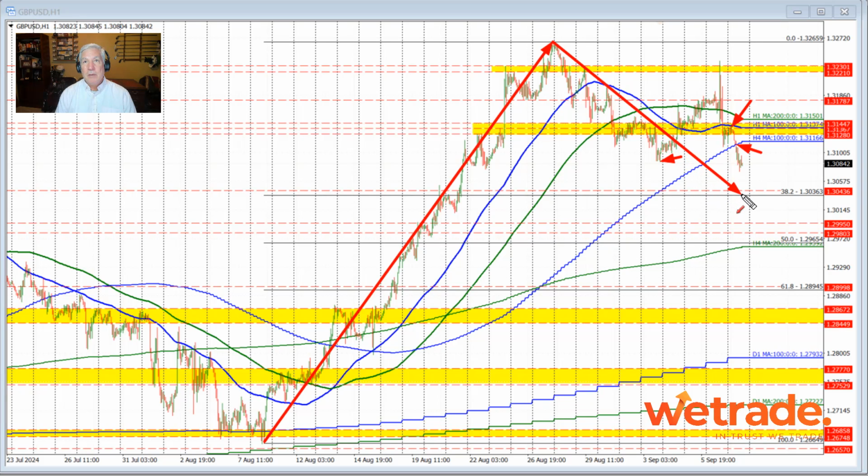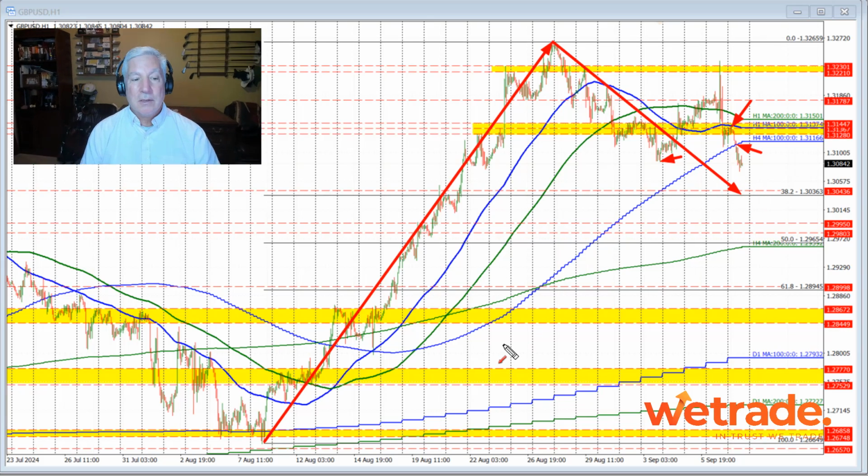On the downside, the 38.2% retracement of the August trading range would be the next key target. We haven't really approached that in trading since peaking. That level comes in at 130.36. So be aware of that. If the momentum should continue, that would be the next key target on the downside for the sterling versus US dollar.